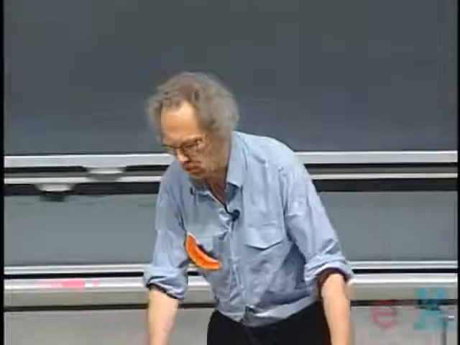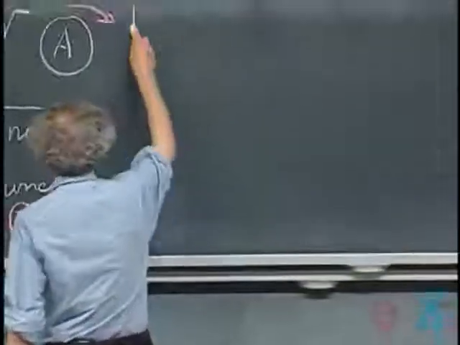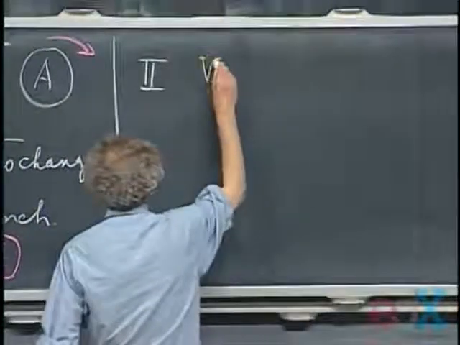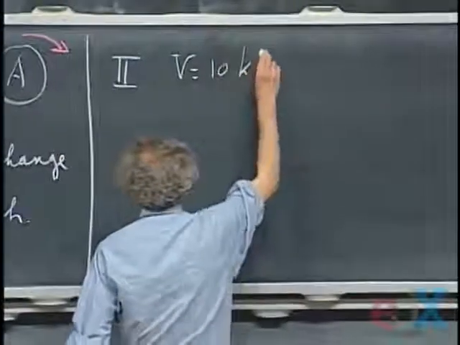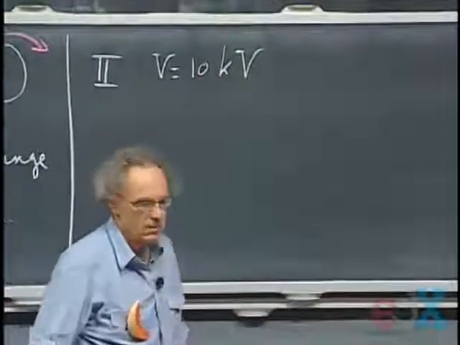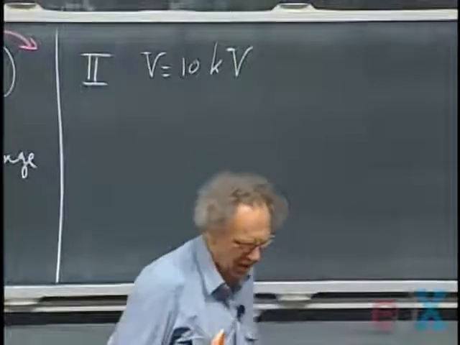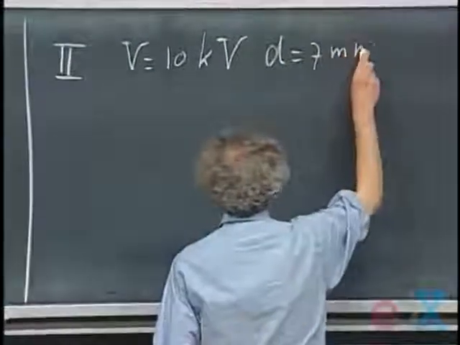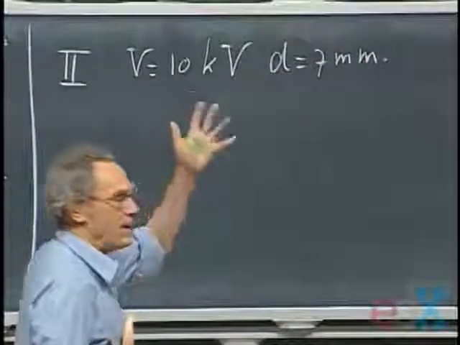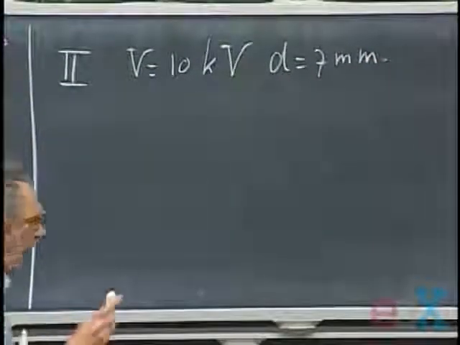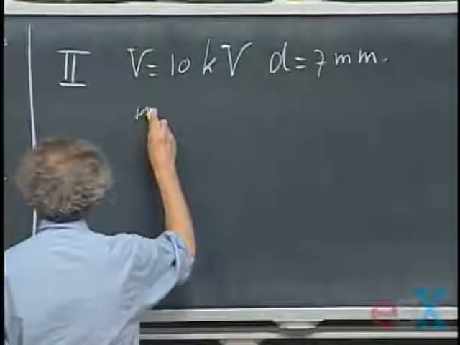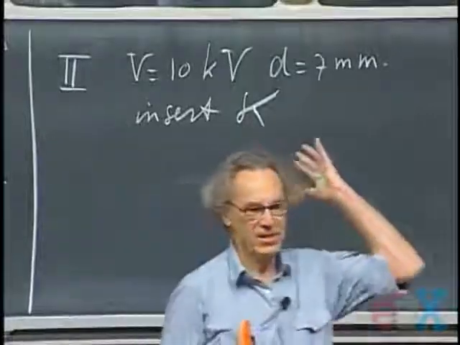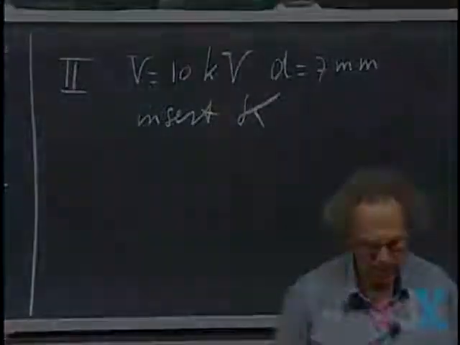So now comes number 2. My initial conditions are that V is now 10 kilovolts, so that's the potential difference between the plates that I have now, and D is now 7 millimeters, and I'm not going to change that. At this moment, kappa is 1. But now, I'm going to insert the dielectric. So I take a piece of glass, and I'll just put it into that gap.